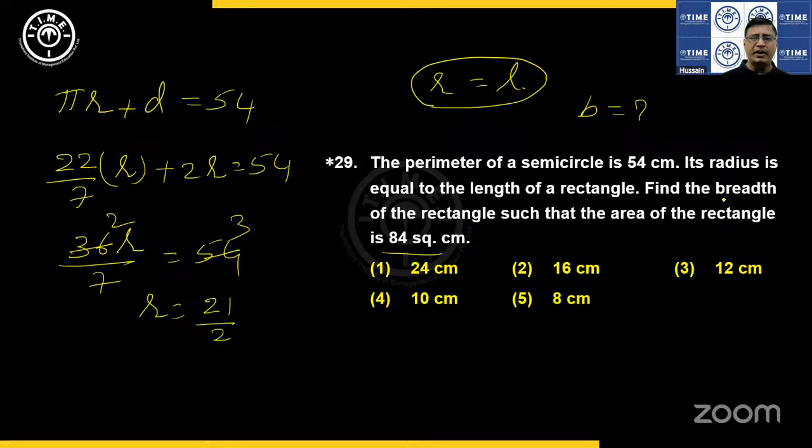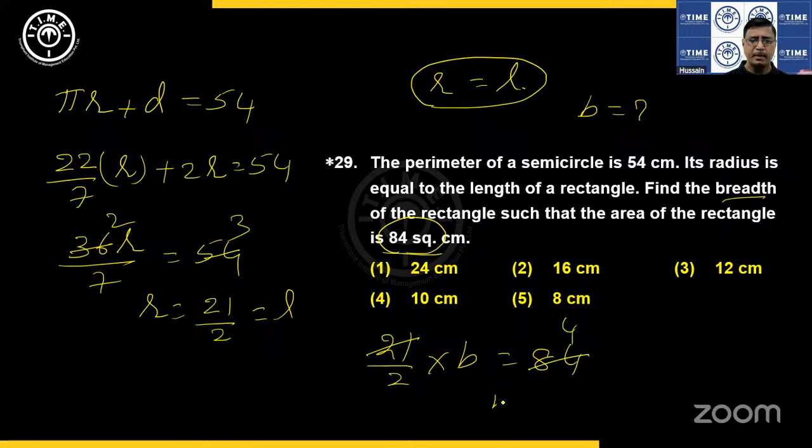Now need to find out the breadth. Area is given as 84 square centimeter. So 21 by 2 into b, length into breadth, is equal to 84. 21 goes exactly how many times? 4 times. The value of b is equal to 8 centimeter. Right choice is option number 5. Fifth choice is the right answer.